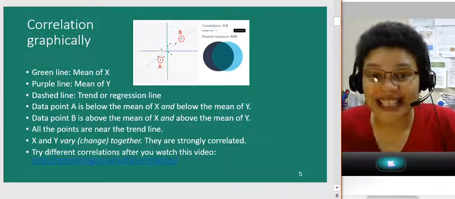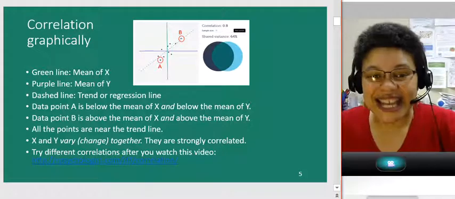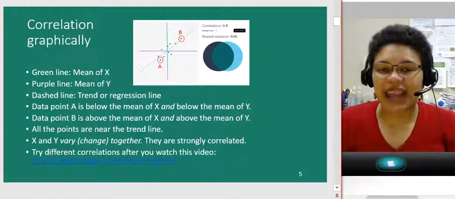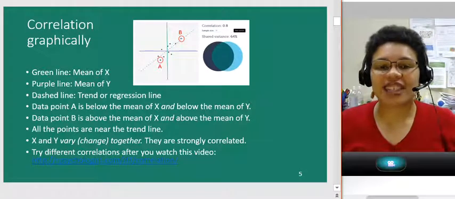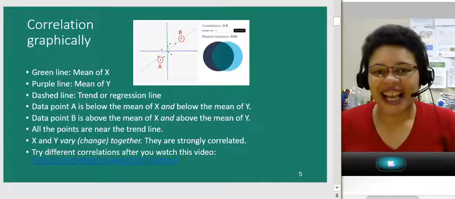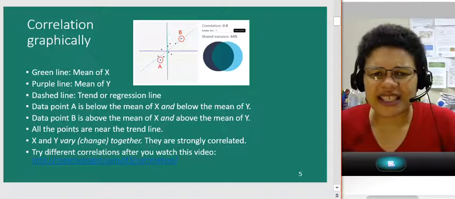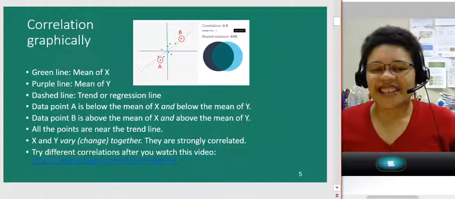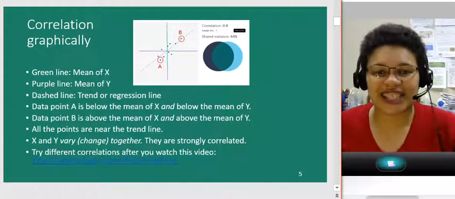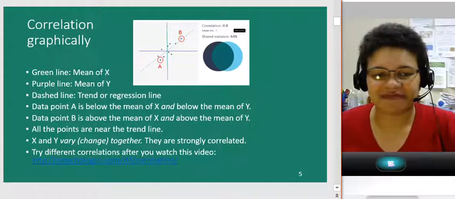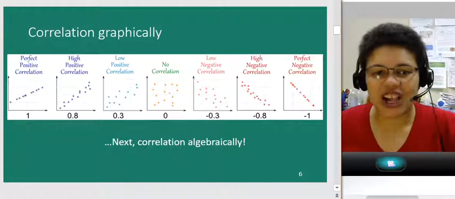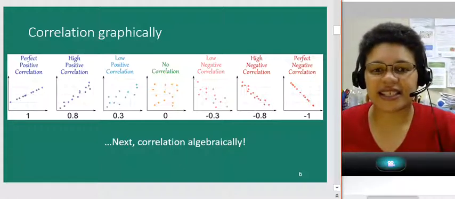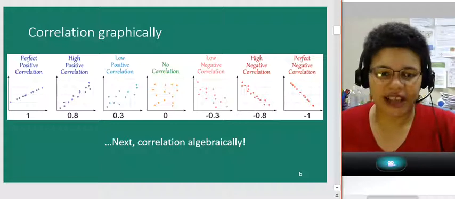So after you watch this lesson, if you click this link, it leads to the page where I made that little graphic, and it gives you a chance to explore correlation, and just look at some example data and see what happens with the correlation. Okay. So let's look at correlation graphically, and then we'll look at it algebraically.